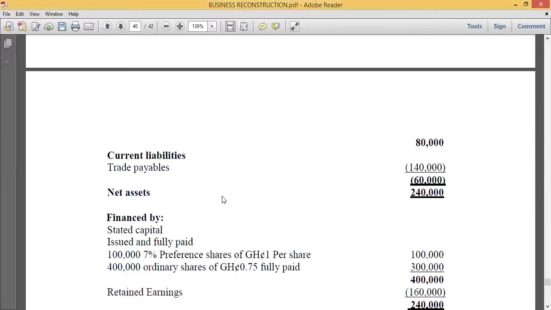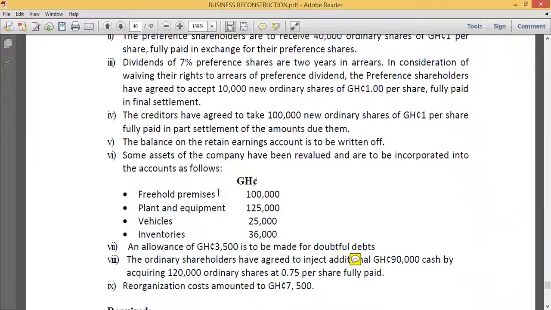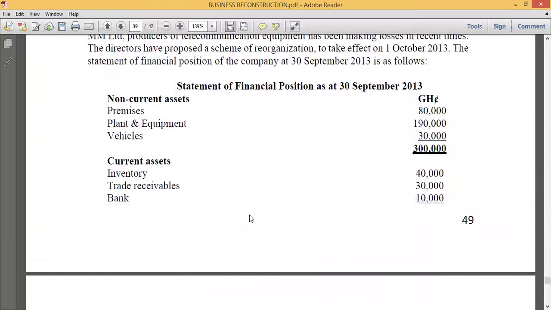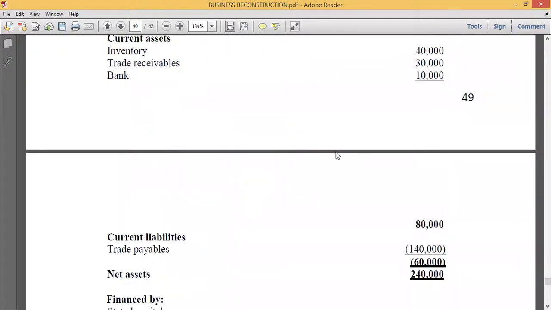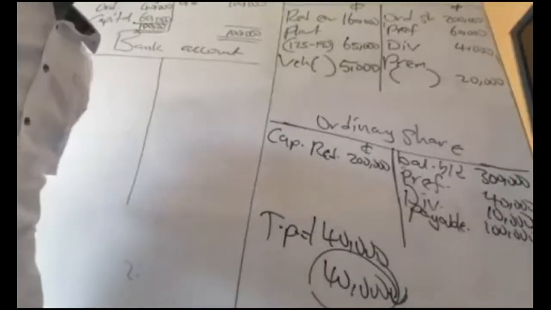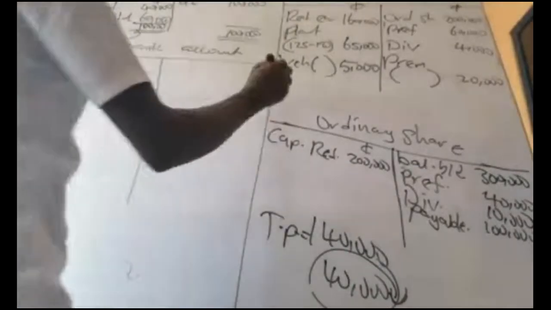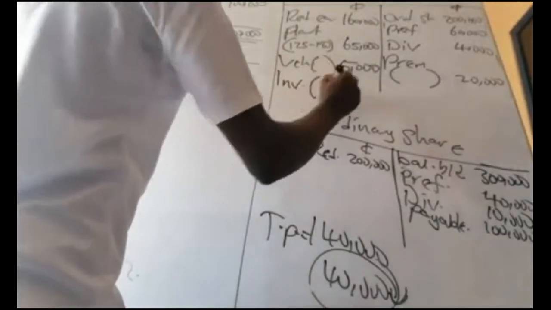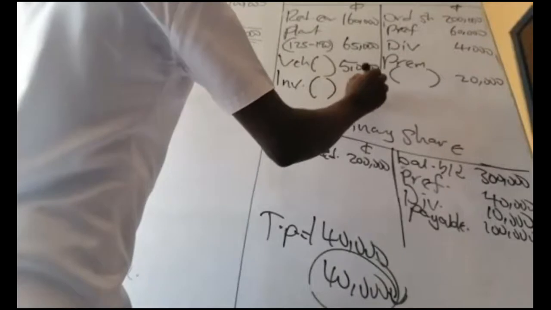What's the asset on the list? Inventory. Inventory is 36,000 here, but the value is 40,000. So we are losing by what? You will lose by 4,000 on inventory. Have you seen how you are doing it? You open your bracket, do your workings, and put the 4,000 here.